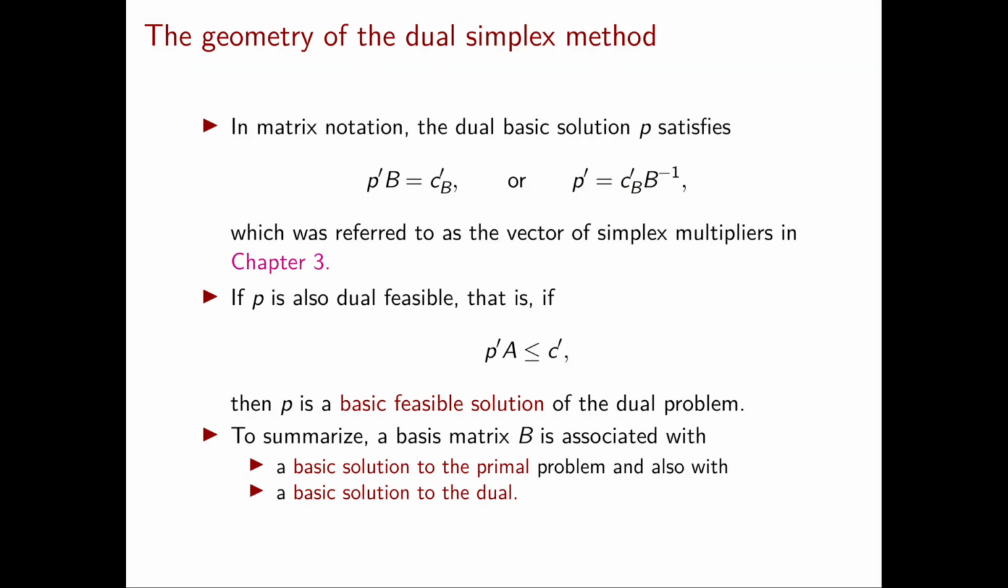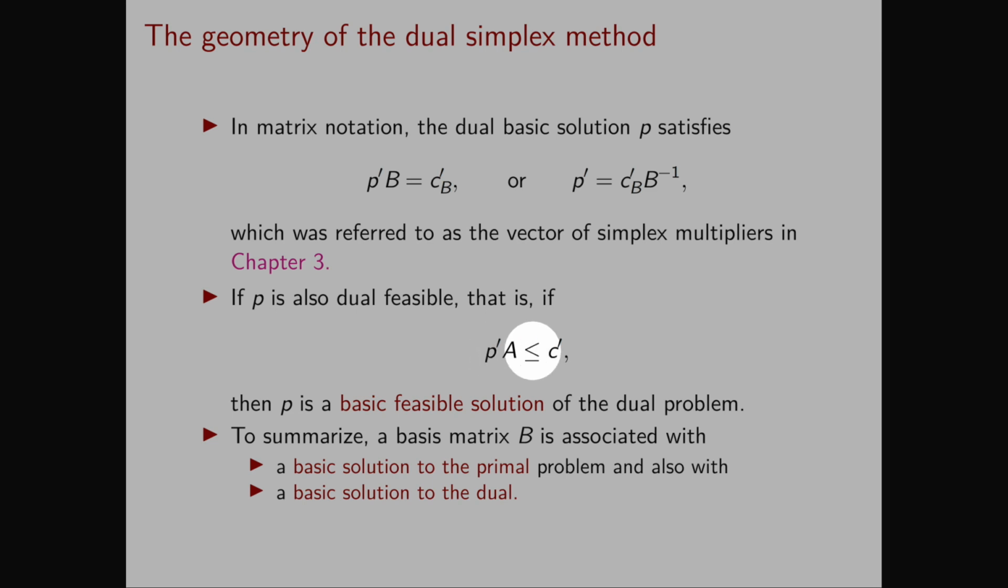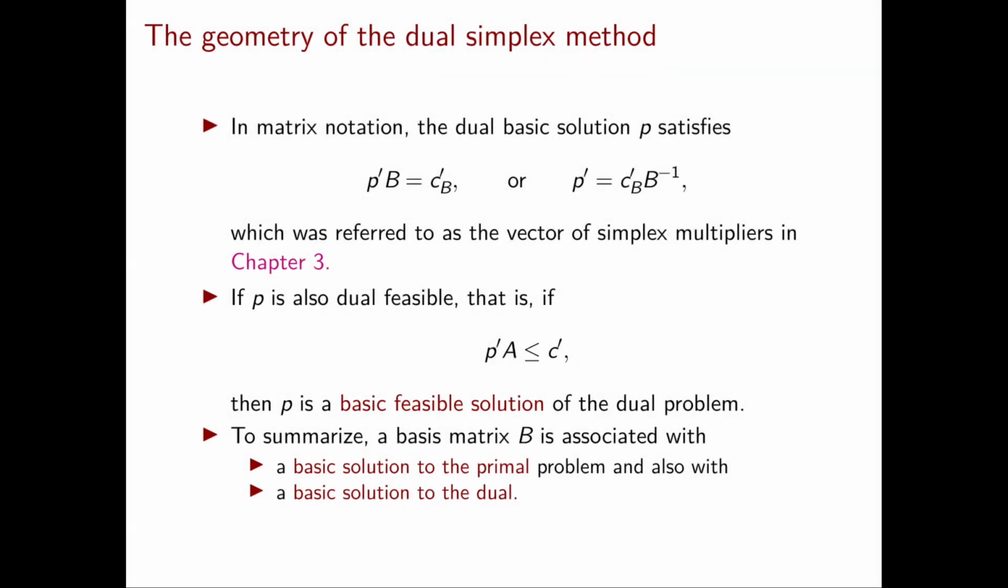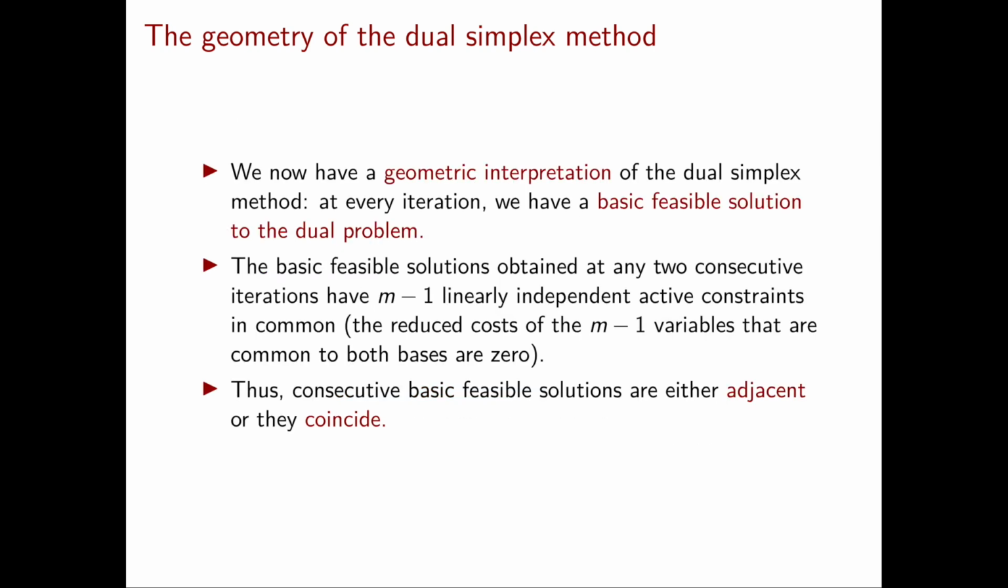In our dual simplex method, the vector p always satisfies p transposed A less than or equal to c transposed. So in the dual simplex, p is always a basic feasible solution to the dual. So far, our geometric interpretation has always focused on the primal. Now instead, we're gonna focus on the dual. Hence, we're gonna focus on the fact that at every iteration we have a basic feasible solution to the dual problem.